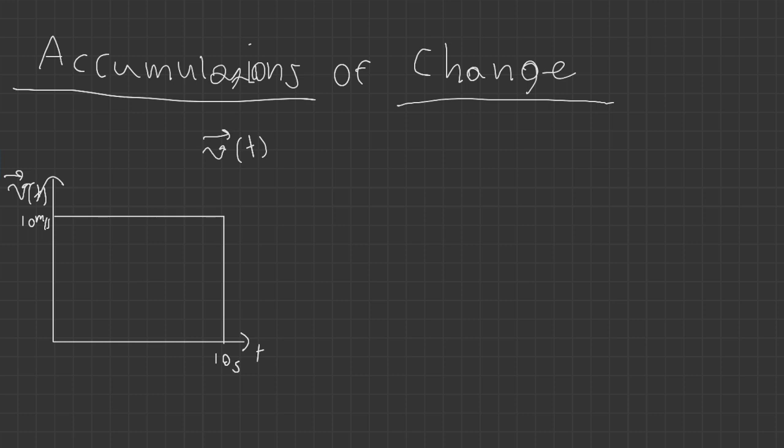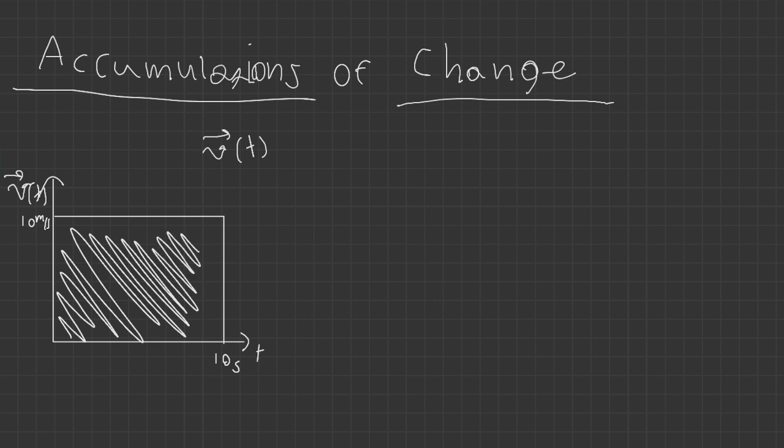Then if I wanted to find out how far or what my position was after 10 seconds, then what I would do is I would find the area under here, and I would find the accumulation of the change. And the way I would do this is I know that this side is 10 and this side is 10, and since this makes a square, then the area is just equal to the width times the length, which is going to be equal to 10 times 10, which is going to be equal to 100.